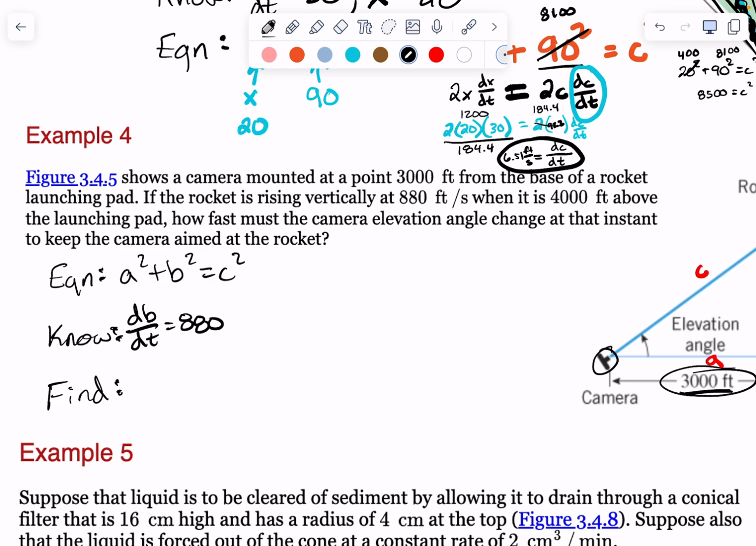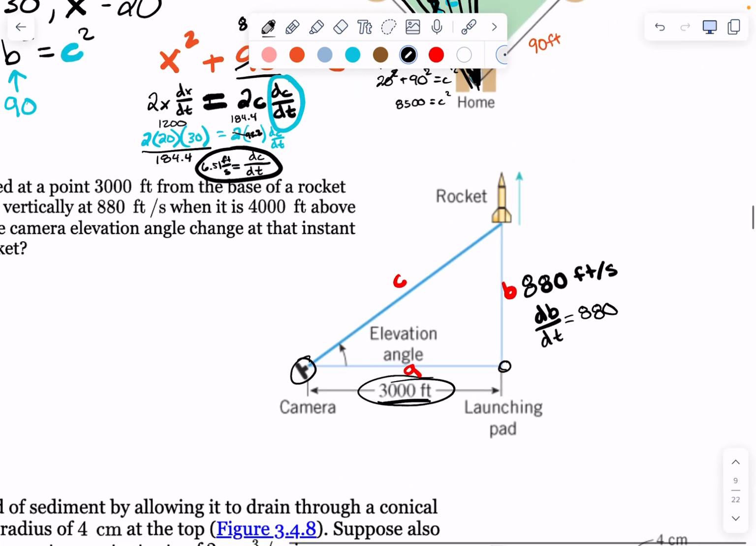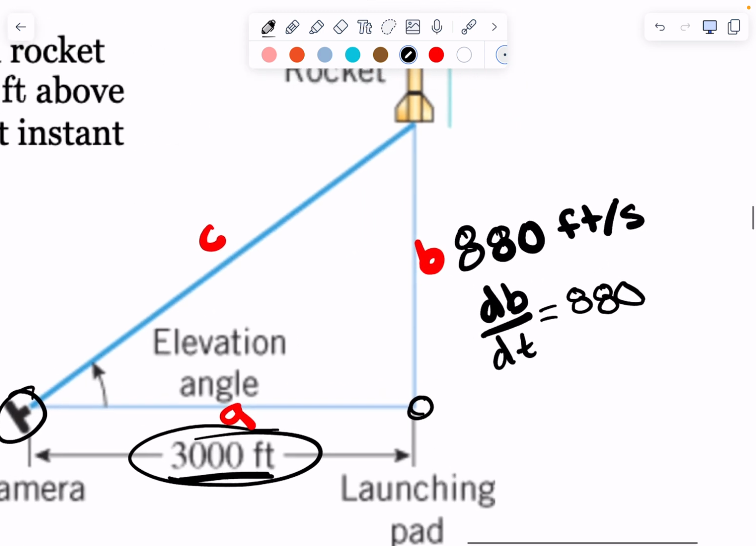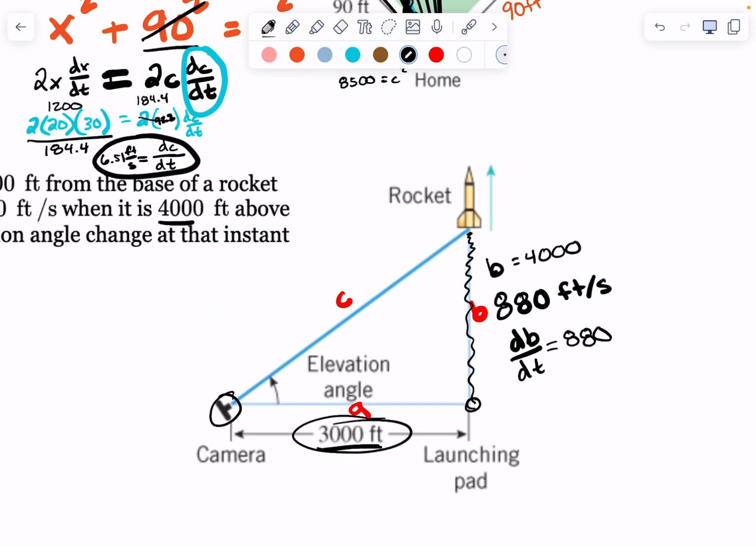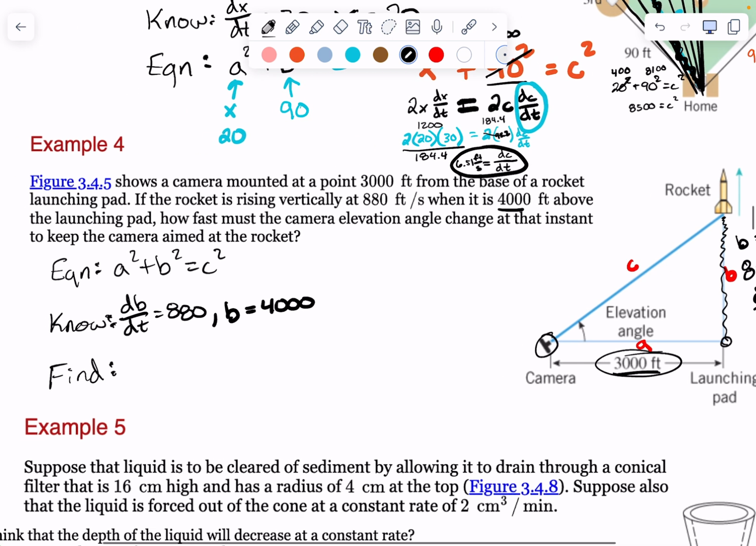If the rocket is rising vertically at 880 when it is 4,000 feet above the launching pad. So what does that tell us? When it is 4,000 feet above the launching pad, that's how high it is, right here. So what is 4,000? The 4,000 is B. Yeah, B is 4,000. Which I could figure out, that means it's been rising for almost 5 seconds, maybe like 4.5 seconds, right? So B is 4,000. All right, that's what I have.